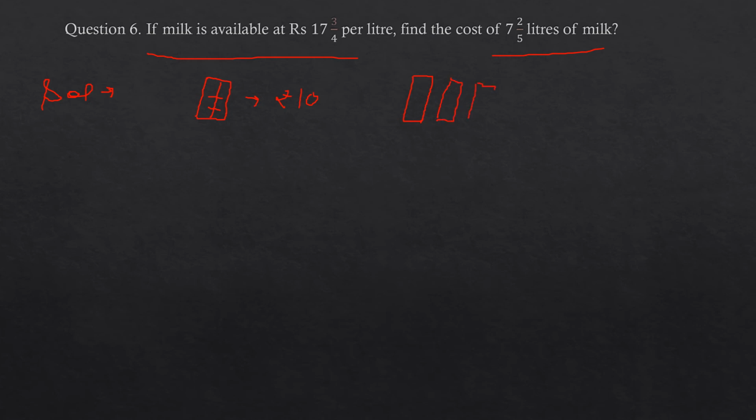Now you know the cost of one chocolate is 10 rupees. The cost of 3 chocolates will be 10 plus 10 plus 10, right? So the cost of 3 chocolates will be rupees 30. Simple. This was the simple case.